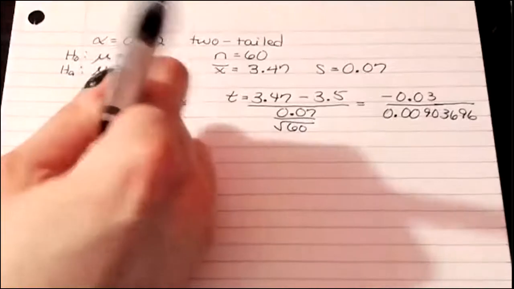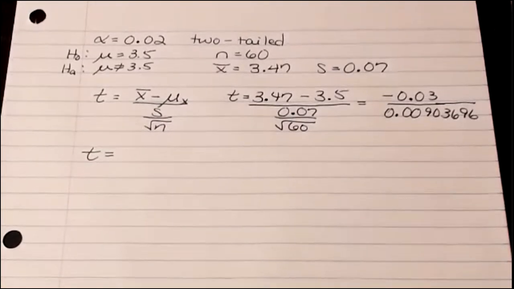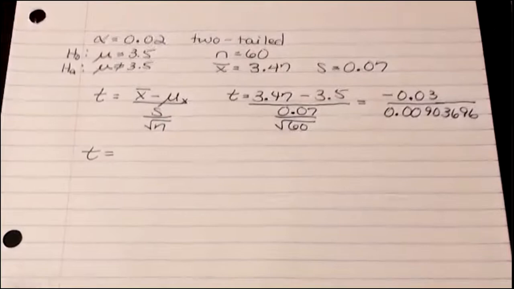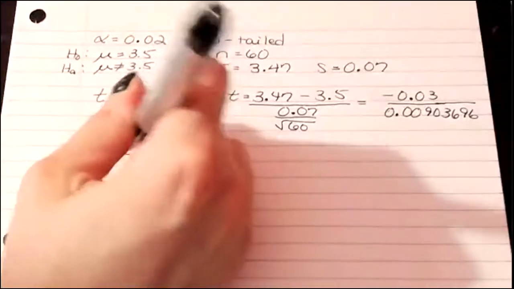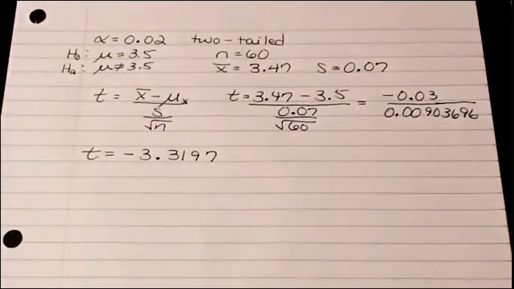Remember, we're using online software to help us calculate the p-value. So I want to have a t value to quite a few decimal places. Let's take negative 0.03 and divide it by 0.00903696. That gives me negative 3.3197. I can leave it like that, four places after the decimal. And this is what we're getting.